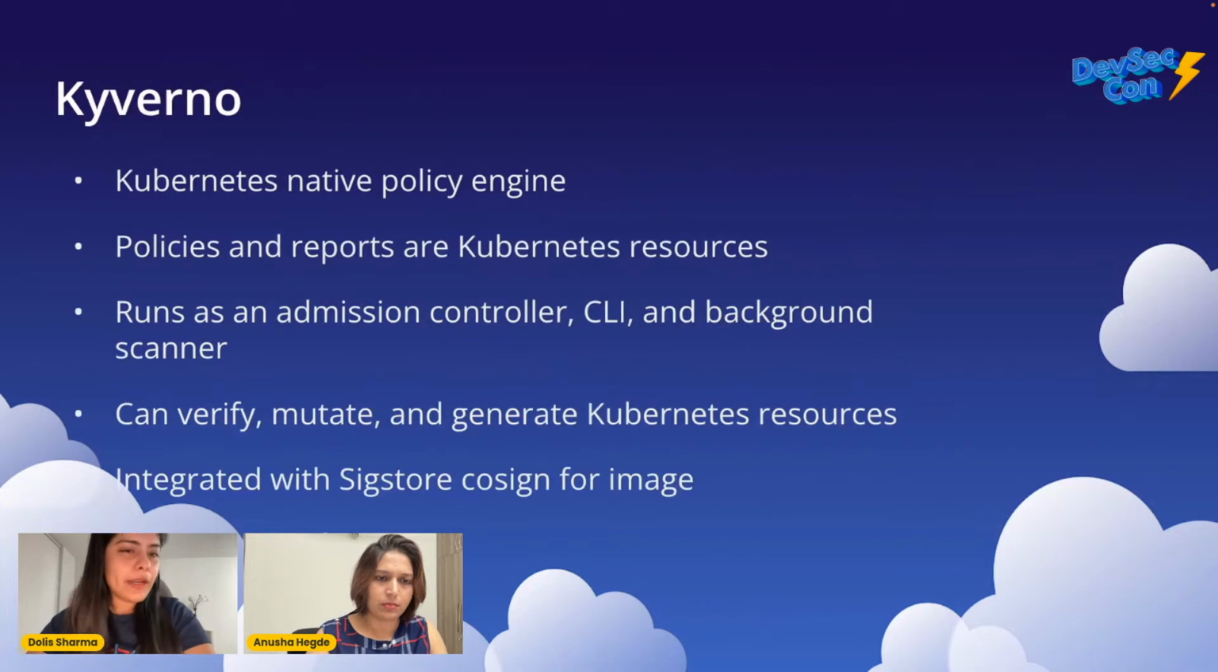So a little bit about Kyverno. Kyverno is a Kubernetes native policy engine. The policies and reports that Kyverno deploys are Kubernetes resources. It runs as an admission controller, and it also has a CLI. So you can also use the Kyverno CLI in your pipeline, and you can verify all the deployments before you are deploying them on your Kubernetes cluster.